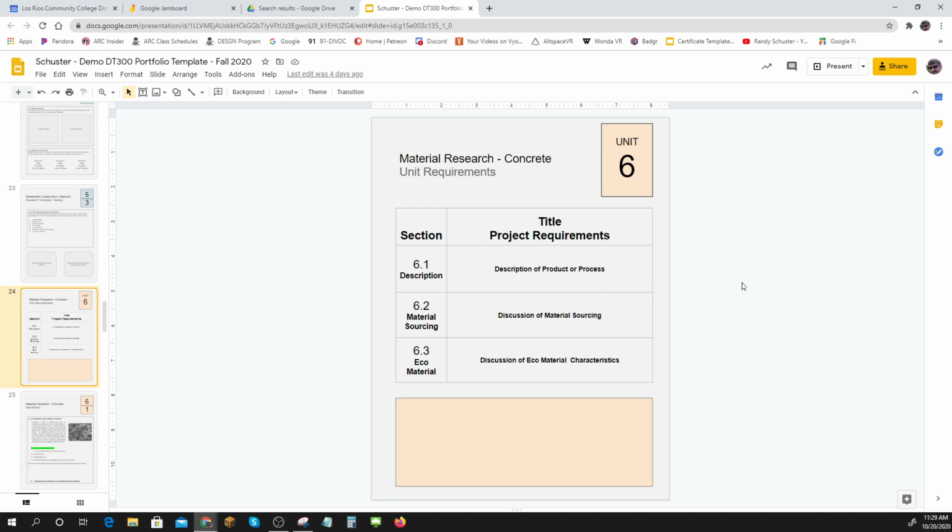So you'll see the report, unit 6 is the report. And the first page is a description of the product or process. 6.2 is material sourcing. Where does it come from? How is it made? How do you get it? And number 3 are what we call eco-material characteristics. What about this material can we talk about with respect to the environment? Okay, and so it's broken down into those 3 things.